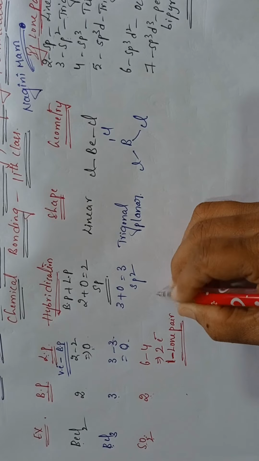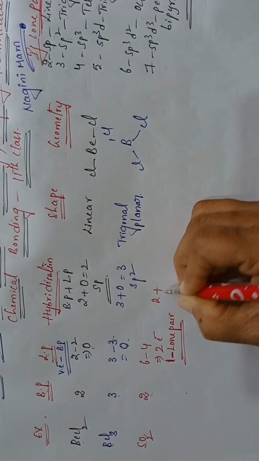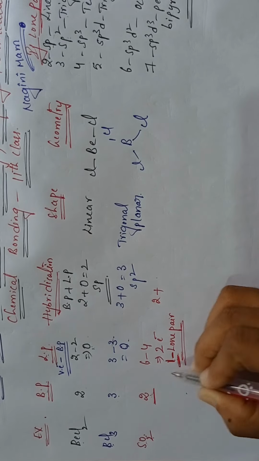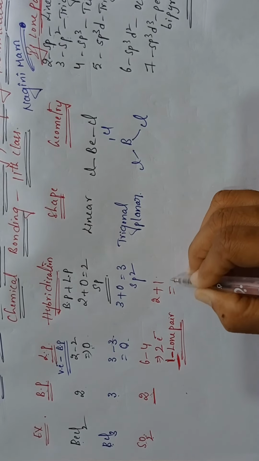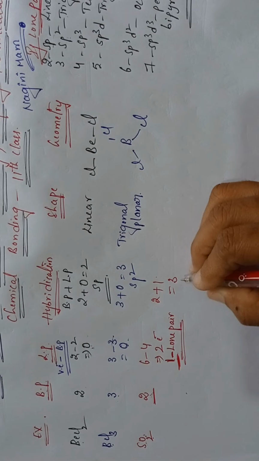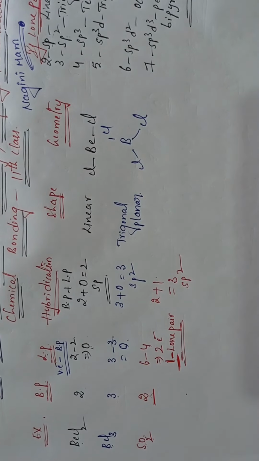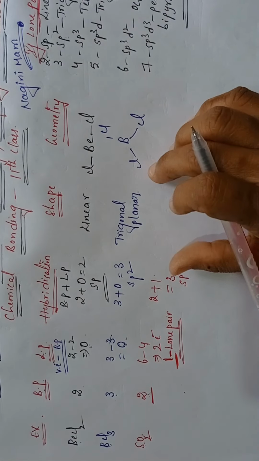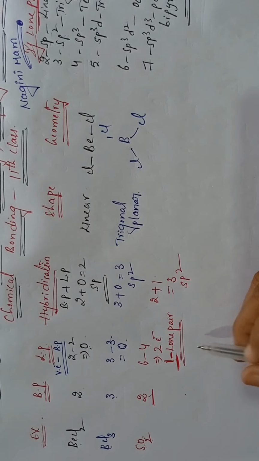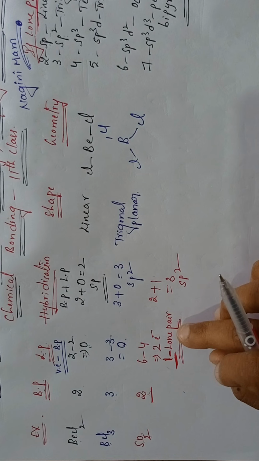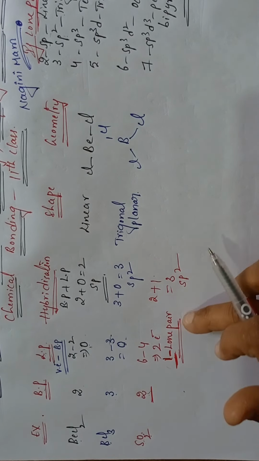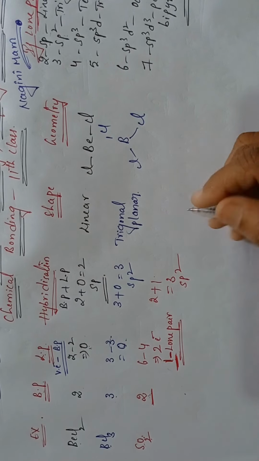Then hybridization, tell me. Hybridization means how to write? Bond pairs 2. Okay. Lone pairs how many, students? 2 electrons, lone pairs 1. This is bond pair. This is lone pair. 2 plus 1, 3. 3 means which hybridization, students? Sp2 hybridization. Okay. 3 means Sp2 hybridization, but shape is different because here 1 lone pair is there.